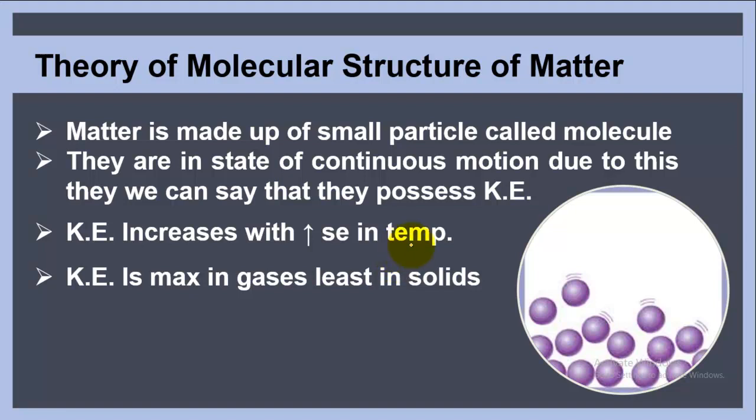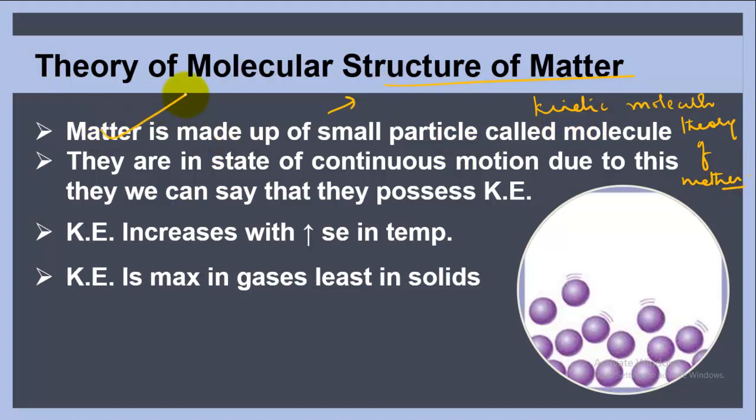Now we are done with the activities, and at this point you know much about matter. You know that matter is made up of particles. You know that particles of matter are always in a state of motion, and you also know that they attract each other. So now, taking those points into consideration, we are formulating a theory of molecular structure of matter. It is also called the kinetic molecular theory of matter.